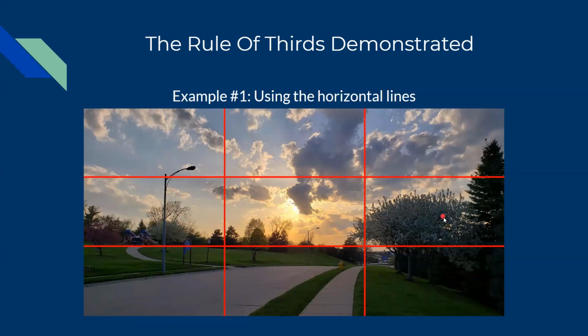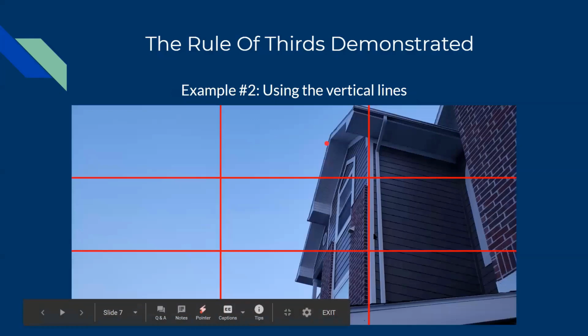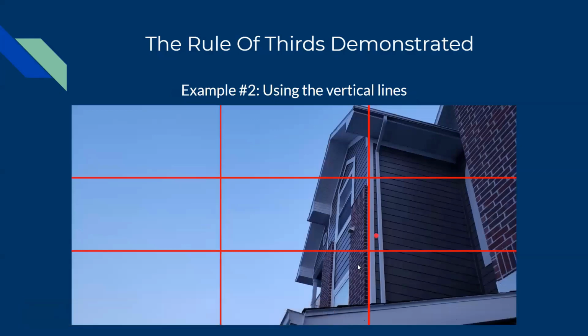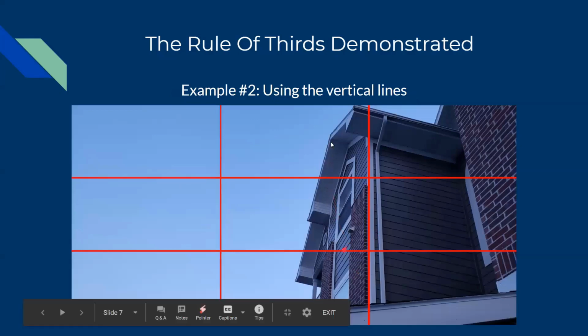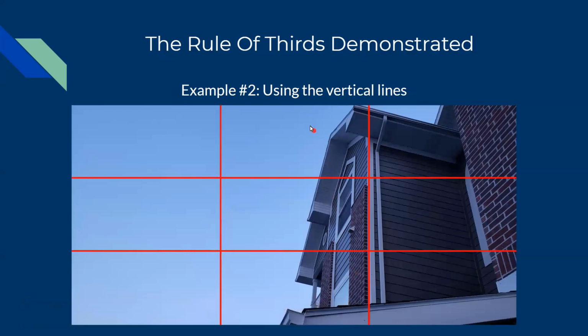Now, we're going to move on to the next part. We're going to move on to the vertical lines. These are interesting. So in this shot, we're doing the same thing all over again. We're balancing out and figuring out what's dominant in our photograph. This time around, it's this building.